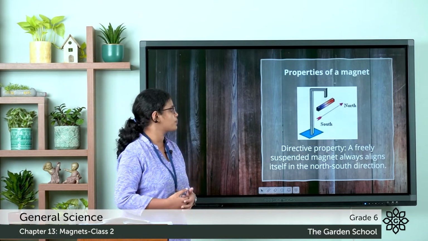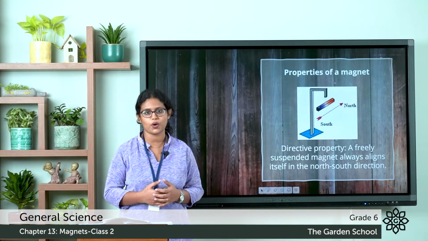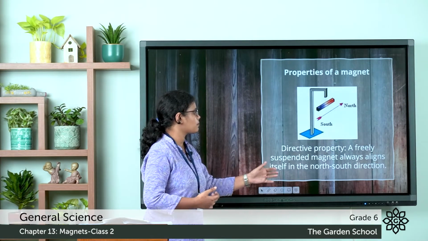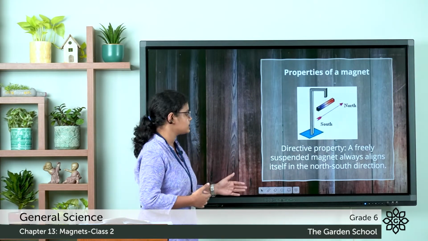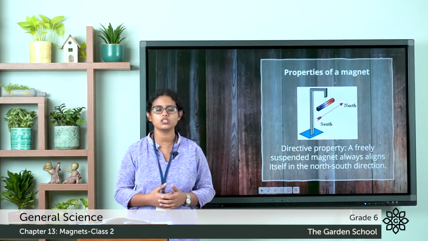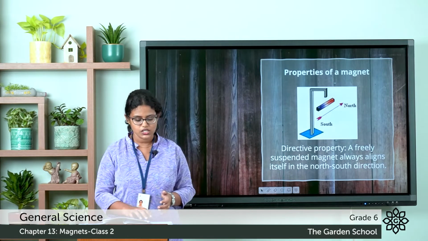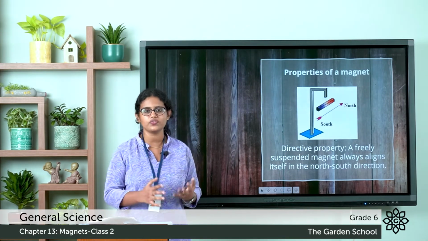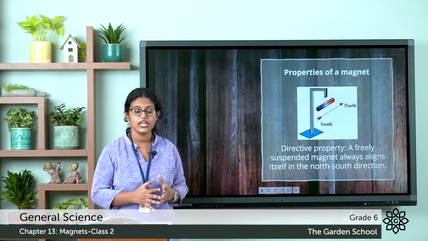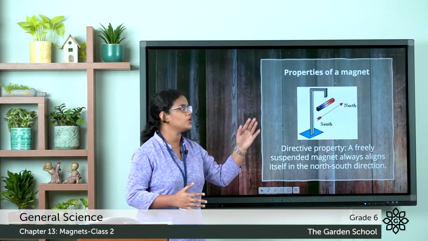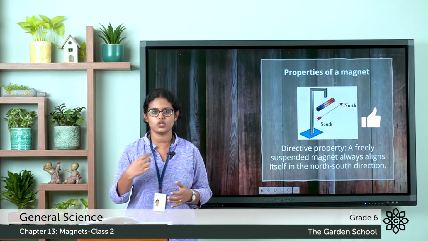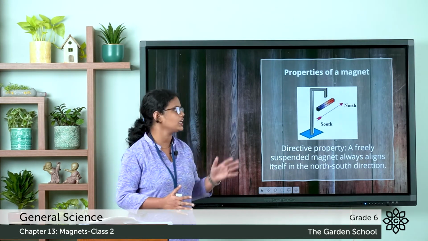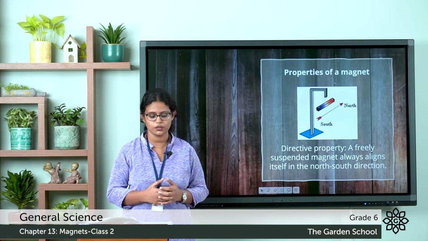The next property is the directive property. So, let's see what it is. A freely suspended magnet always aligns itself in the north-south direction. So, that is, if a magnet is suspended freely, what happens? It always remains in the north-south direction.